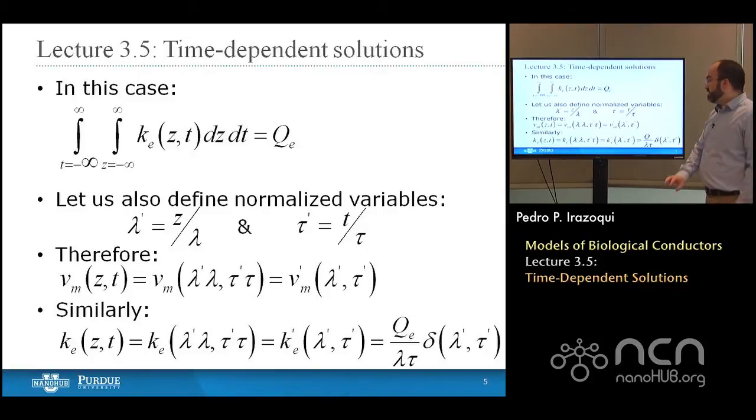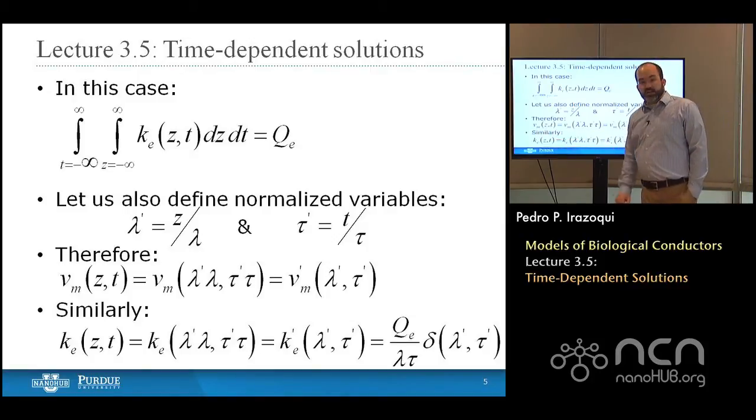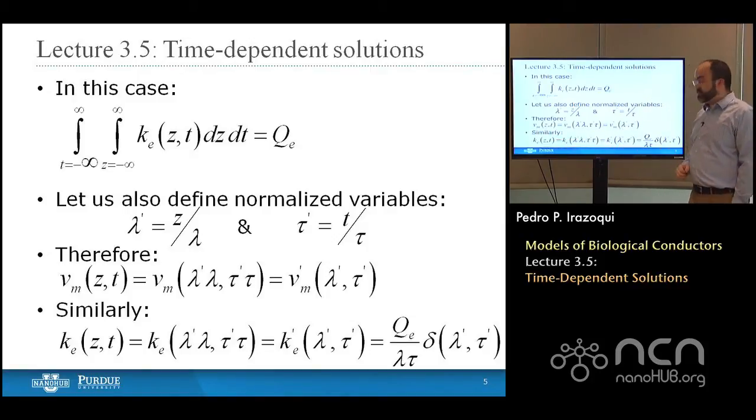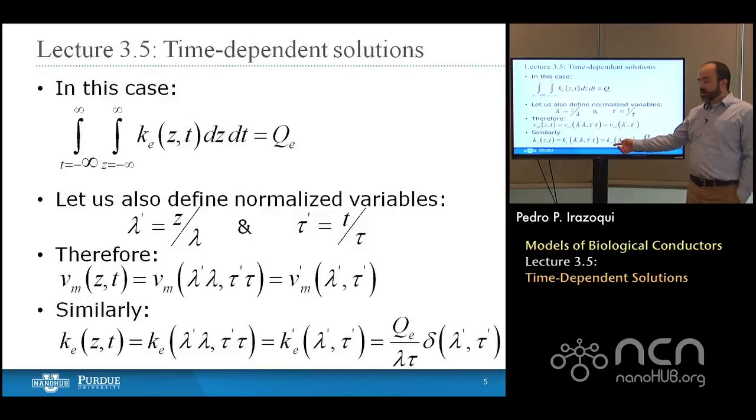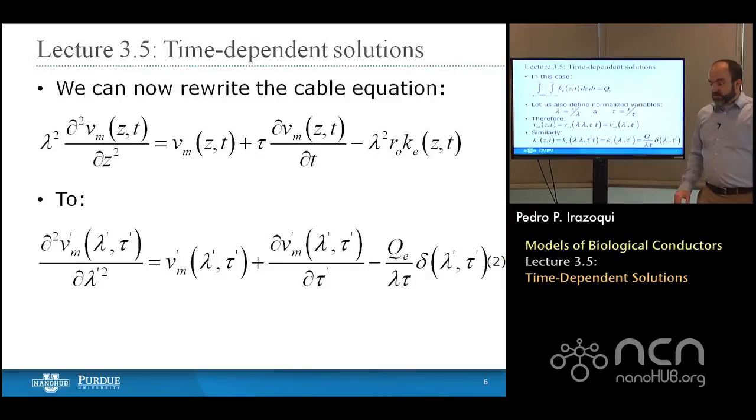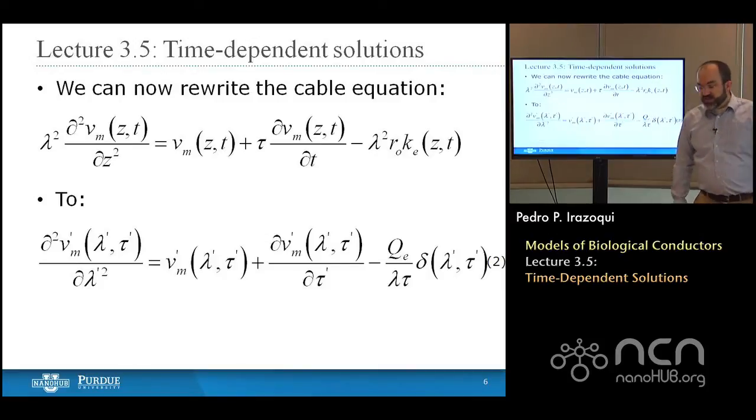So bear with me. Similarly, Ke, the current that we're applying with the electrode as a function of z and t, can be expressed in terms of Ke prime as a function of lambda prime and tau prime, which is equal to, don't forget, the total charge Qe divided by lambda times tau, and all of that multiplied times this impulse function. Okay, so we have those two variables redefined.